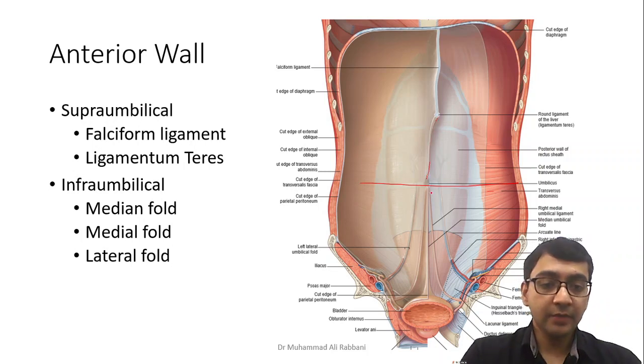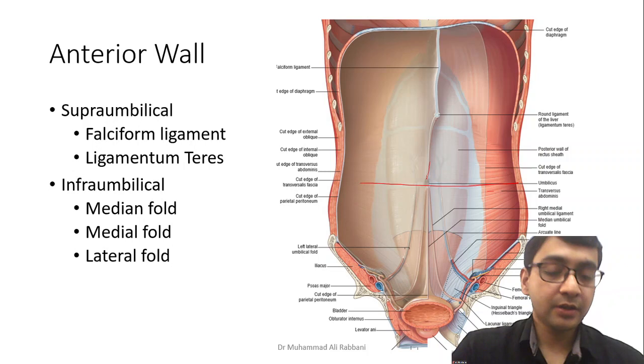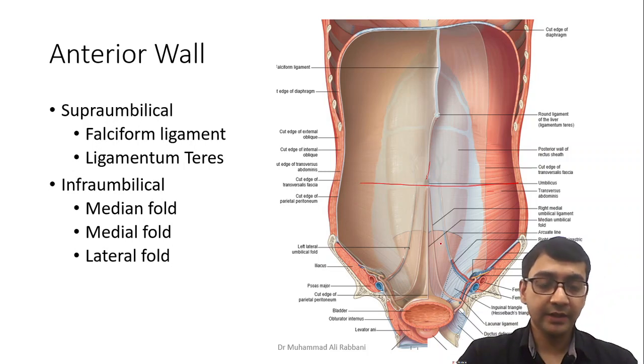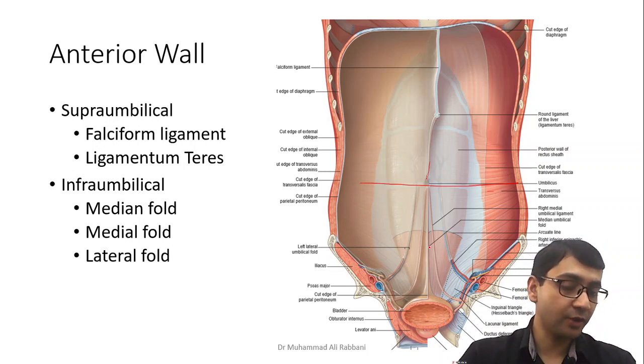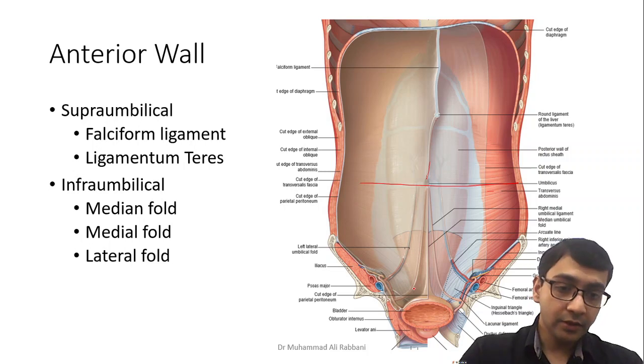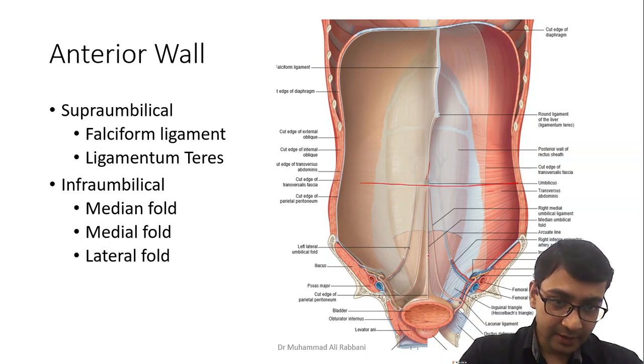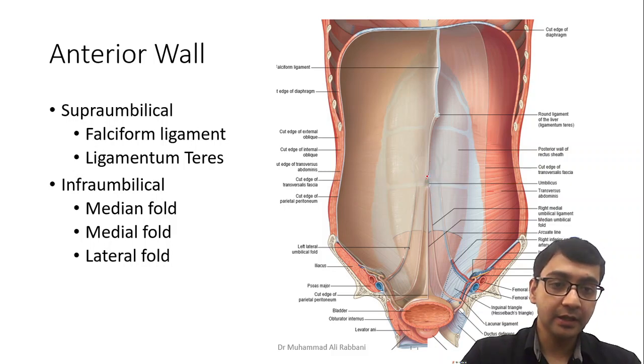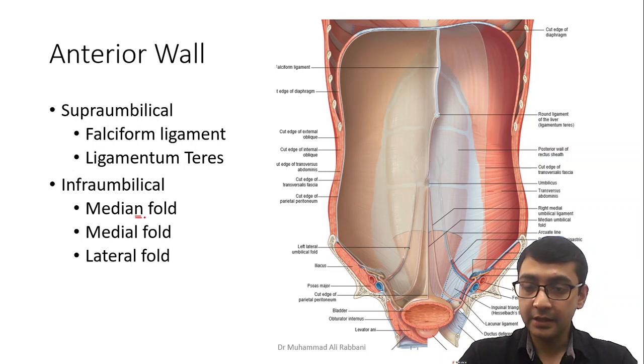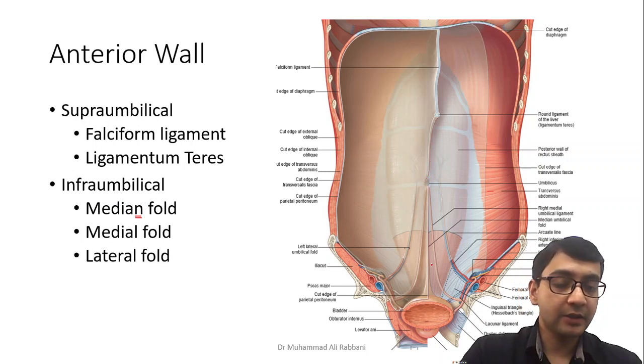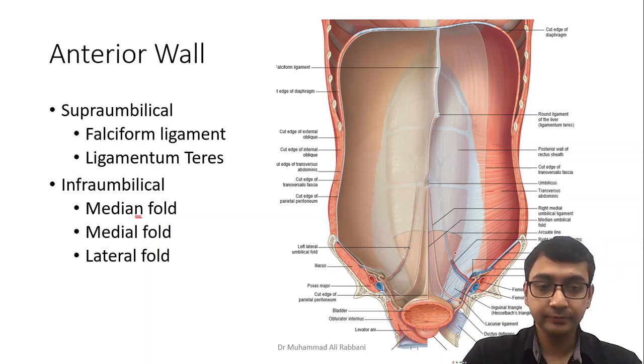Then in the infraumbilical part, you can see three folds, better yet, two folds in each half and one fold in the midline. The fold in the midline, this one, seems to rise from the apex of the bladder all the way up to the umbilicus. This is known as the median umbilical fold, with an N, and it contains the remnant of the urachus, which was a remnant of the allantois.